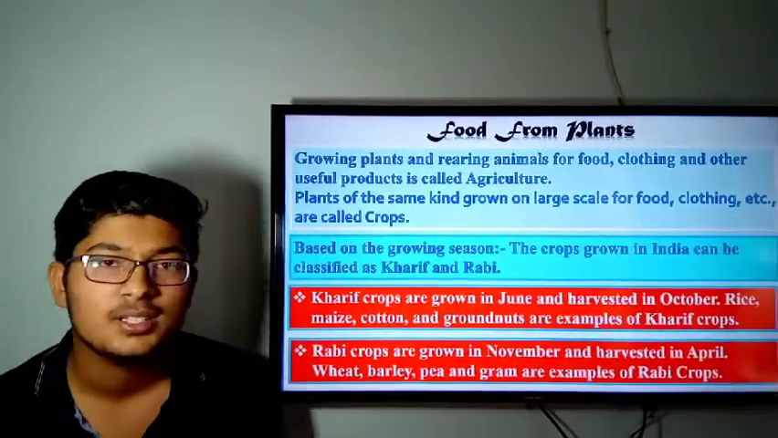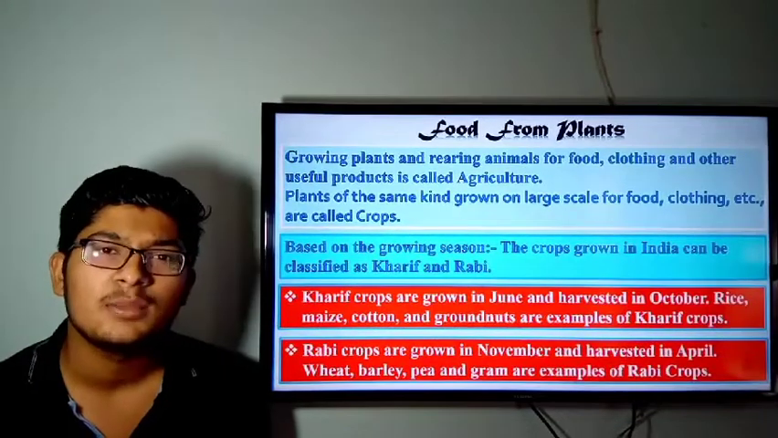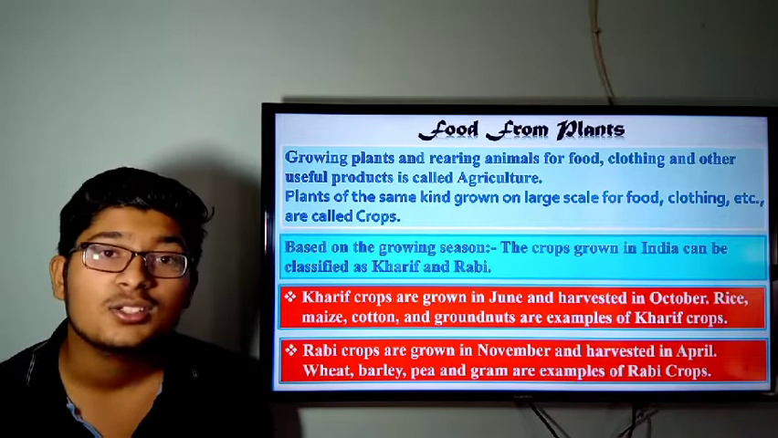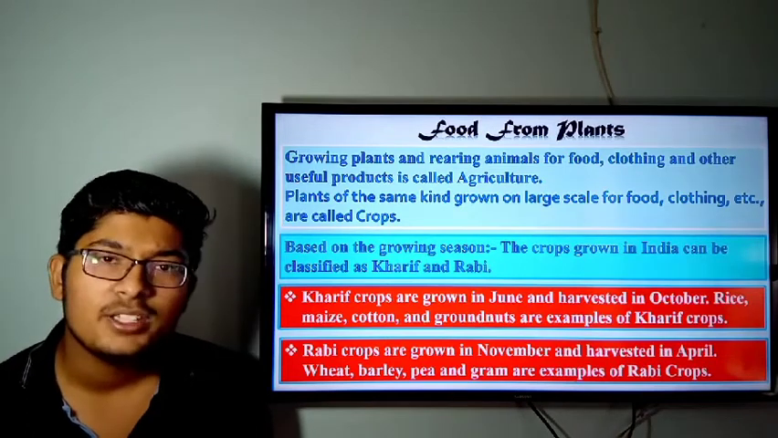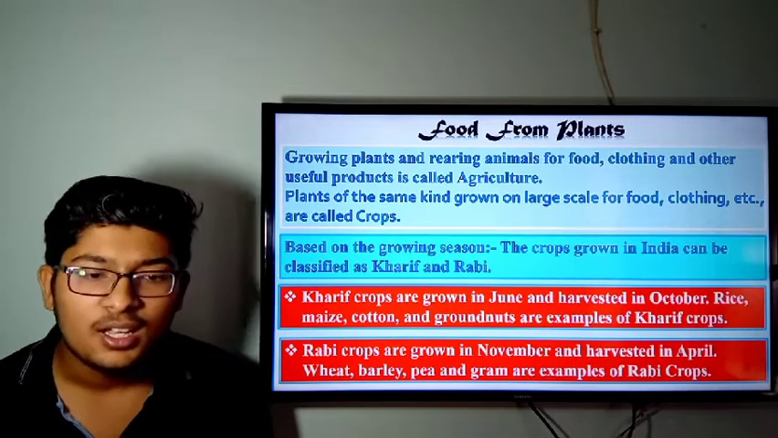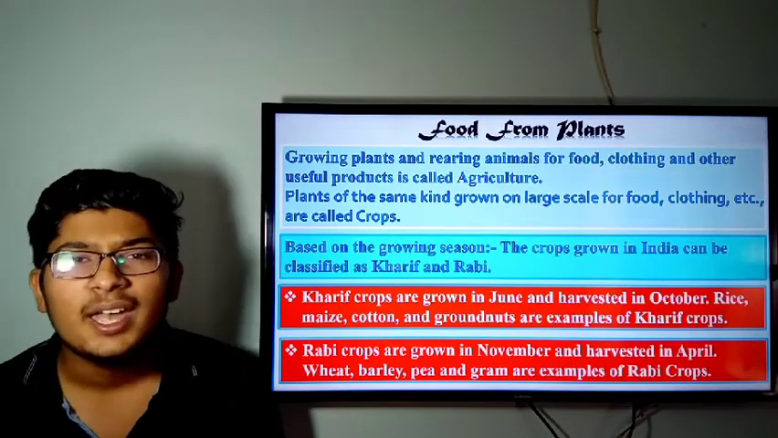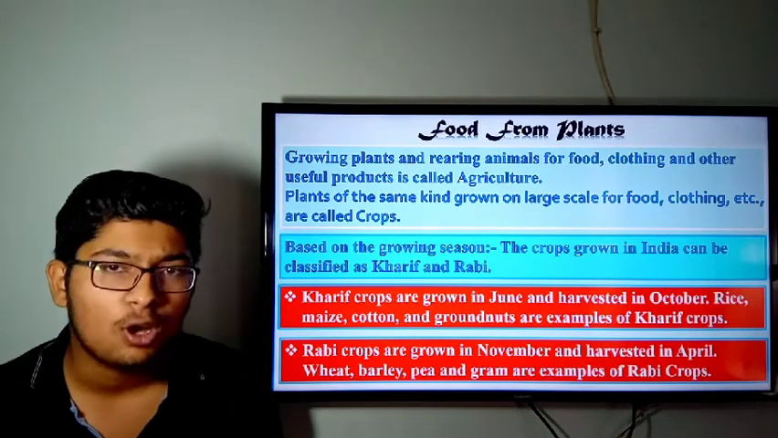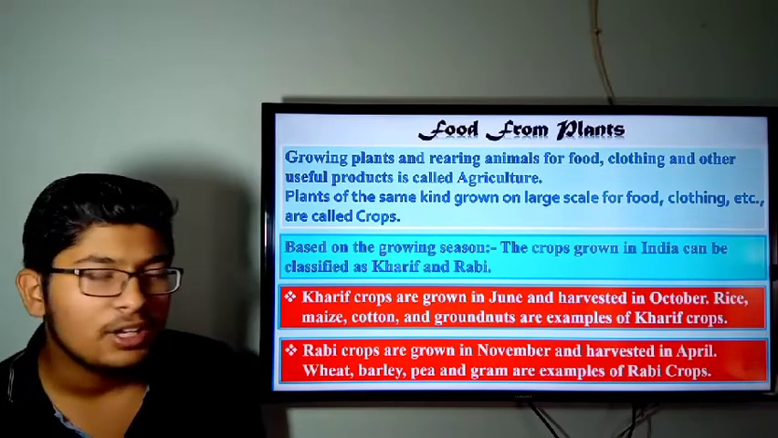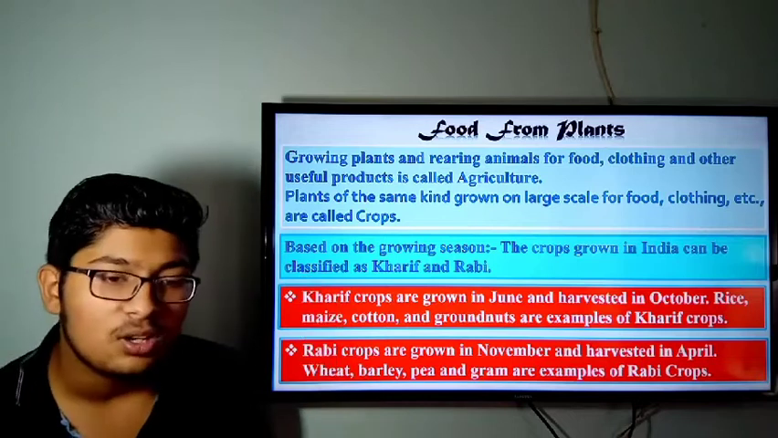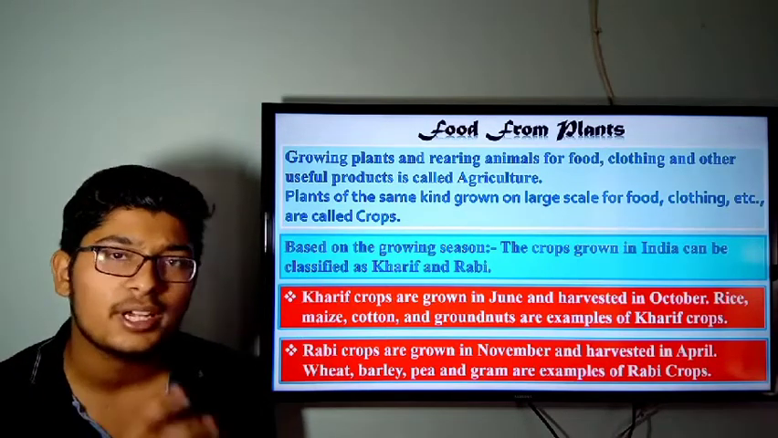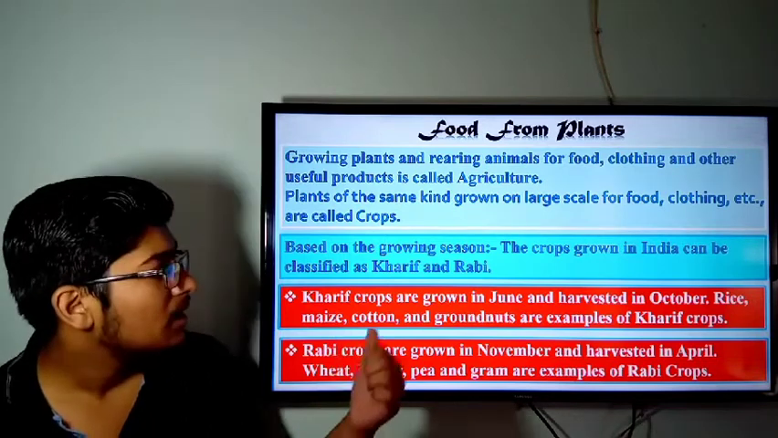Growing plants and rearing animals for food, clothing, and other useful products is called agriculture. And as you know, plants of the same kind which are grown on a large scale for food or clothing, etc., are known as a crop. Based on growing season, the crops are divided into two categories: the Kharif and the Rabi.